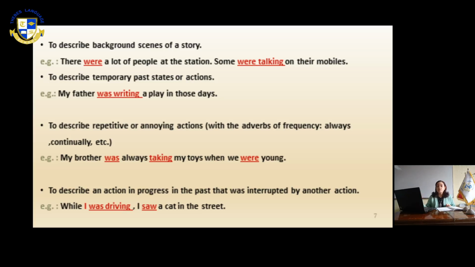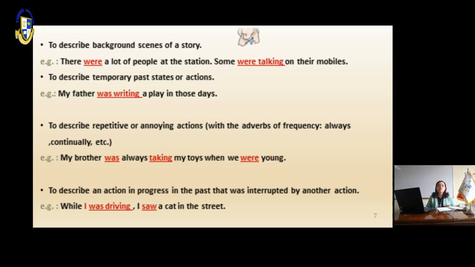To describe repetitive or annoying actions with the adverbs of frequency, always or continually. My brother was always taking my toys when we were young. Yes, always is a key word for present simple, but I may use always to talk about my annoyance if I'm using here past progressive or continuous. To describe an action in progress in the past that was interrupted by another action. Long actions for past continuous, while short ones for the past simple. If I have a long action, should be written in the past continuous, like while I was driving, what happened? Another short action interrupted this. I saw a cat in the street.